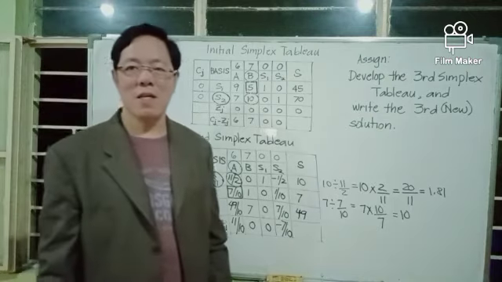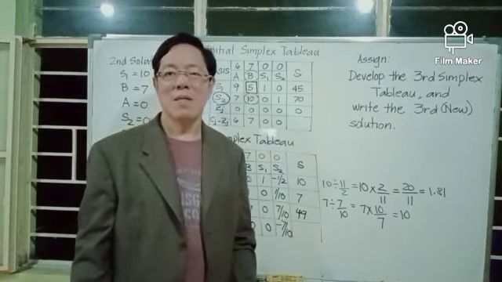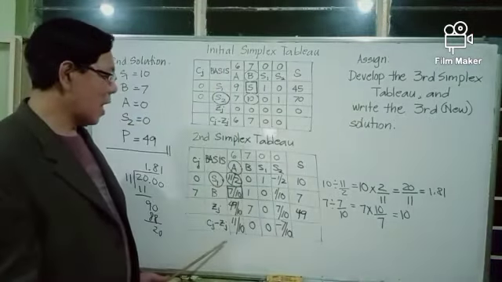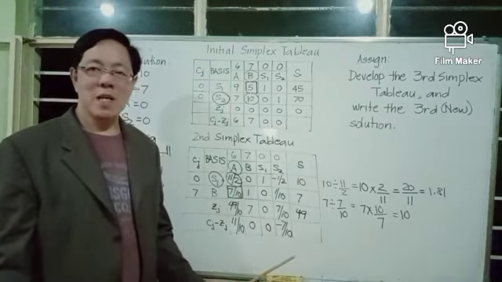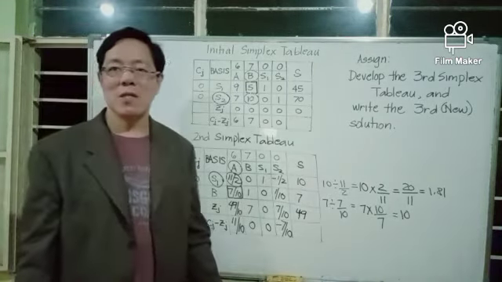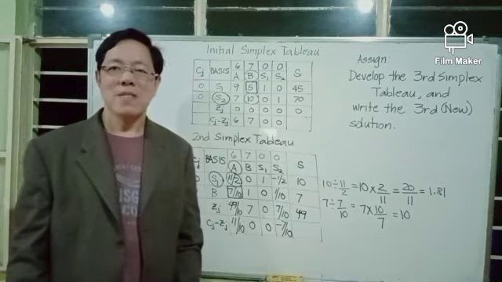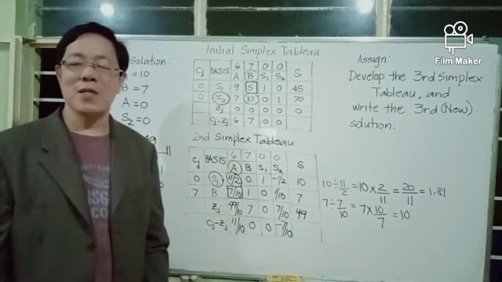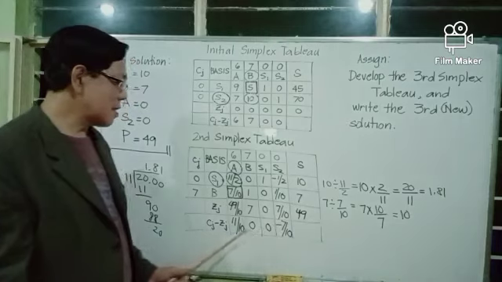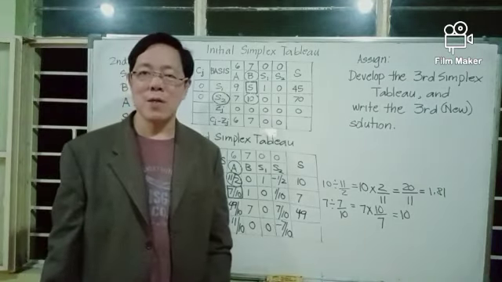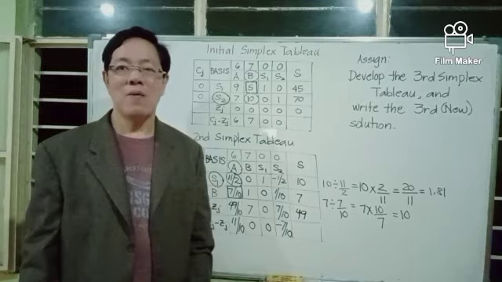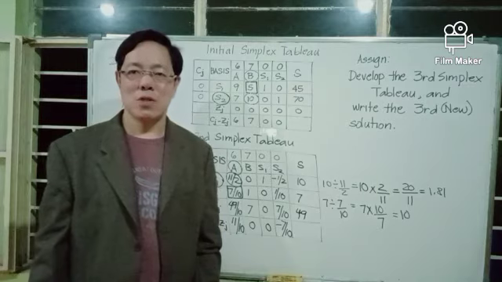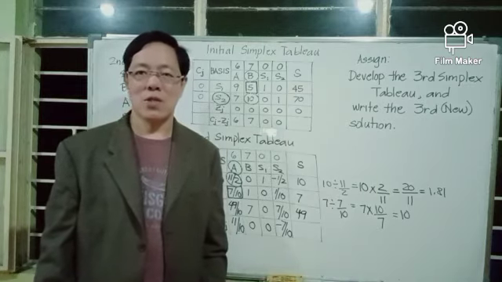And then you check if there will still be a fourth simplex tableau by looking at the last row. If there is still a positive entry in the last row, that means your solution is not yet complete, and you have to develop the fourth simplex tableau. But if in the third simplex tableau all the entries in the last row are either 0 or negative, that means you have reached the optimal solution, which is the final solution.